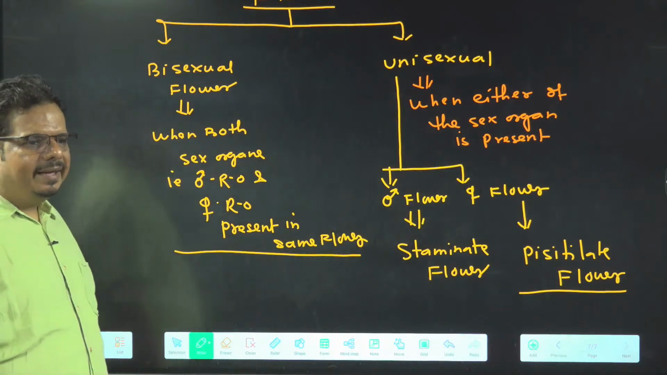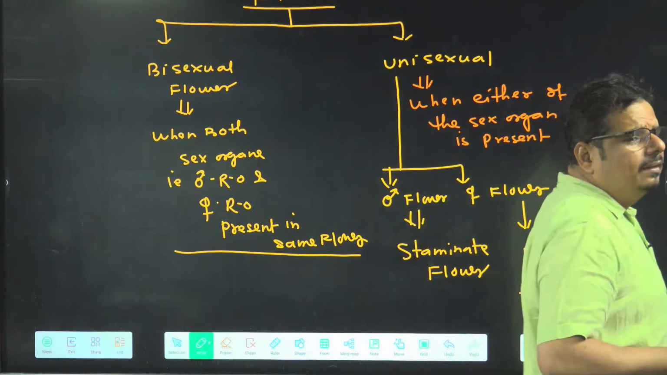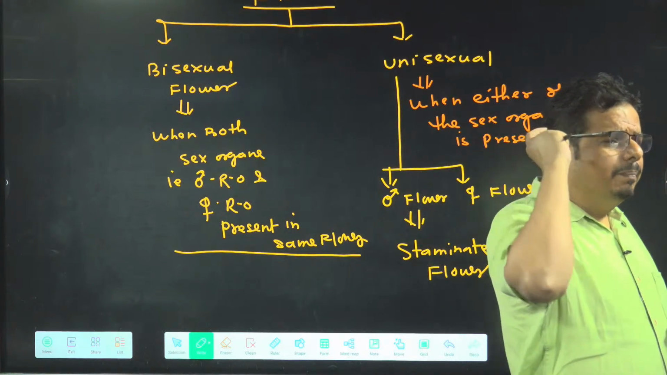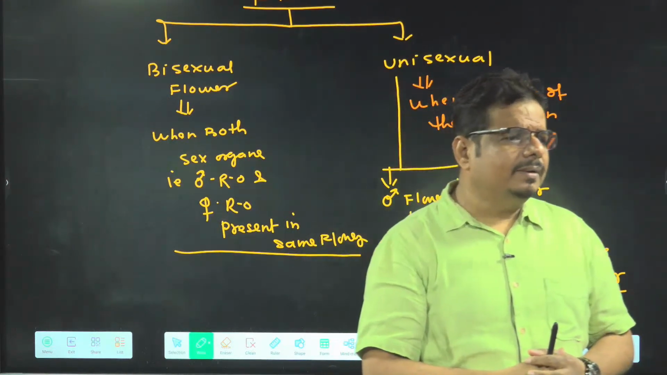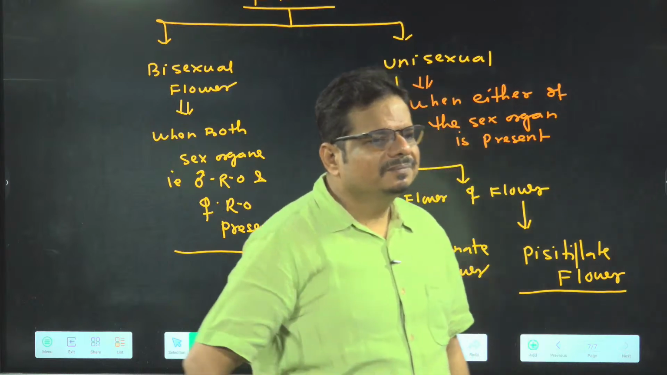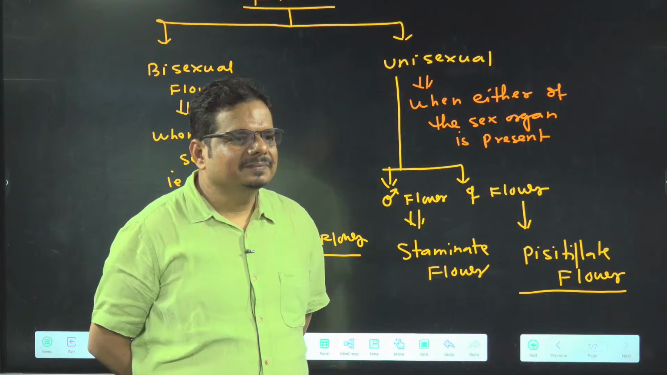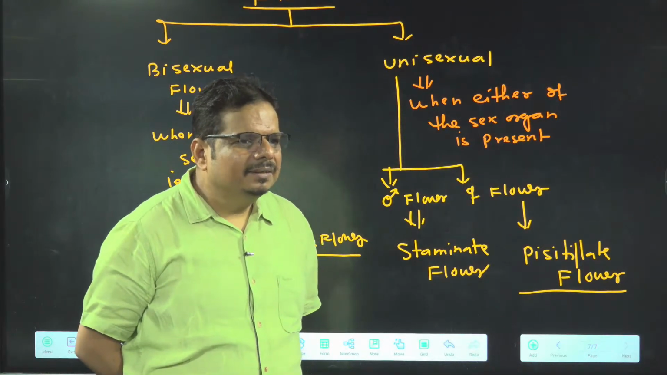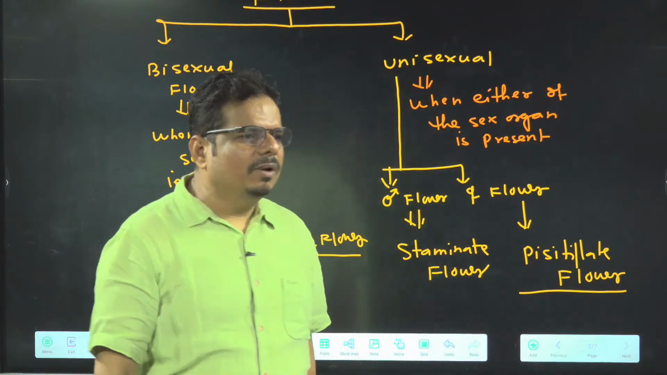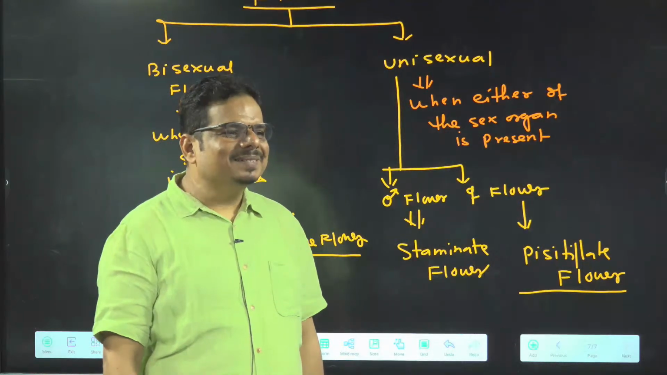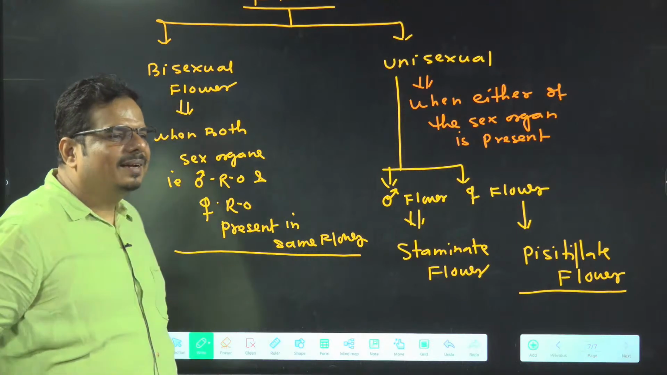So can I say pistillate flower or a staminate flower is an incomplete flower? Can we say na? It is a which flower? Incomplete flower. Because one sex organ is definitely going to be absent. Okay, now I am asking a question. Try to answer it. Can I say bisexual flower or complete flower?